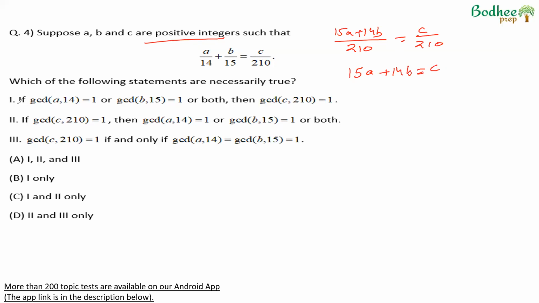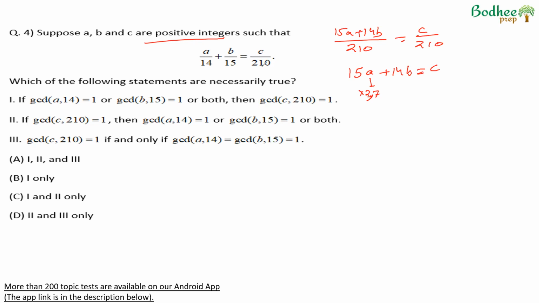Now option or the statement 1. If GCD of a and 14 is 1. So suppose a is not a factor of 14, so a does not have 2 or 7 in it. Or GCD of b and 15 is 1, or both, then GCD of c and 210 has to be 1.